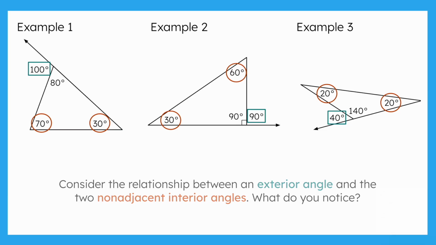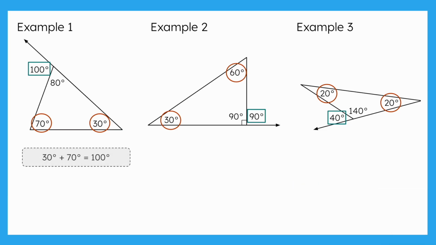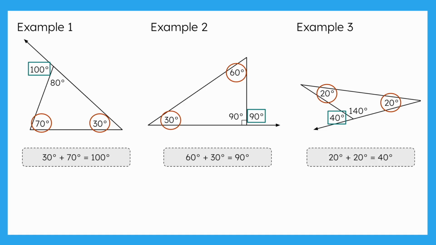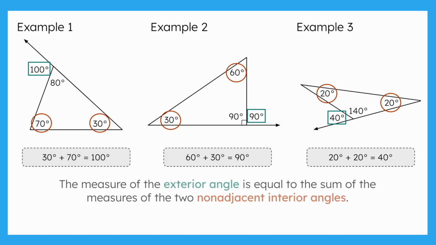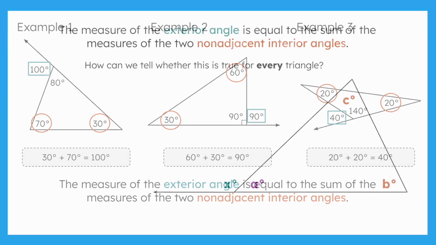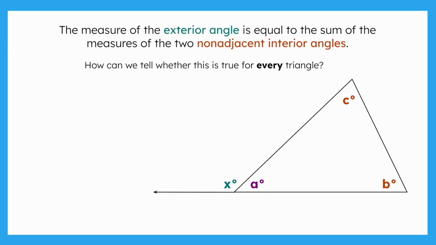I noticed in the first example that 70 plus 30 equals 100. In the second example, 30 plus 60 equals 90. And in the third example, 20 plus 20 equals 40. It looks like the measure of the exterior angle is equal to the sum of the measures of the 2 non-adjacent interior angles. How can we tell whether this is true for every triangle?